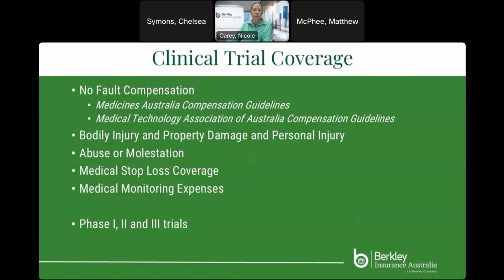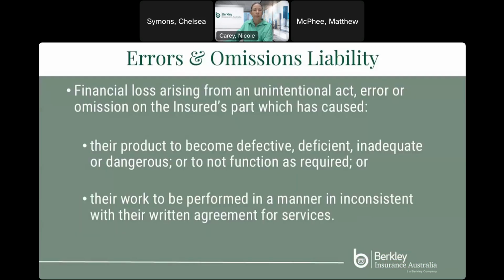So that section can be purchased on its own without the public and products liability. The next section we've got is the errors and omissions liability coverage. So this is covering financial loss claims which are arising from an unintentional act, error, or omission on the insured's part, which has caused their product to become defective, or their work to be performed in a manner inconsistent with their written agreement for services.